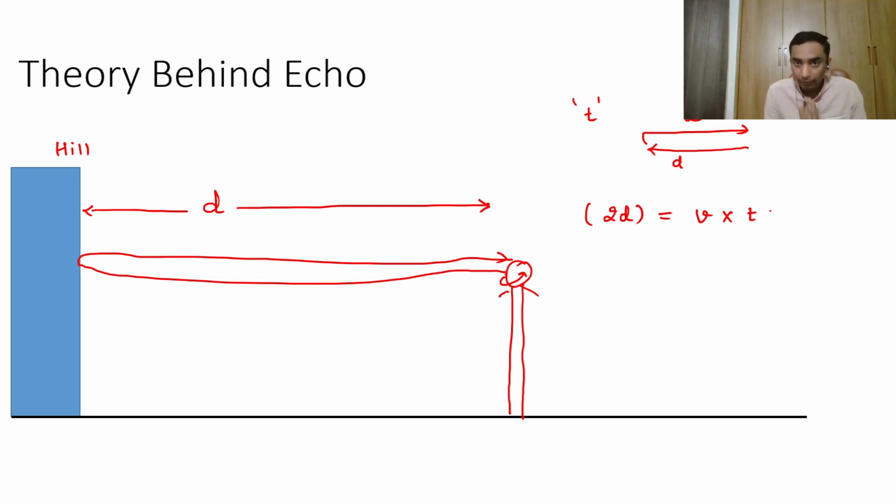Now it might happen that the speed of sound will not be given in the problem. So do not assume the speed on your own. Do not take the speed of sound as 320 or 340 unless it is given to you.